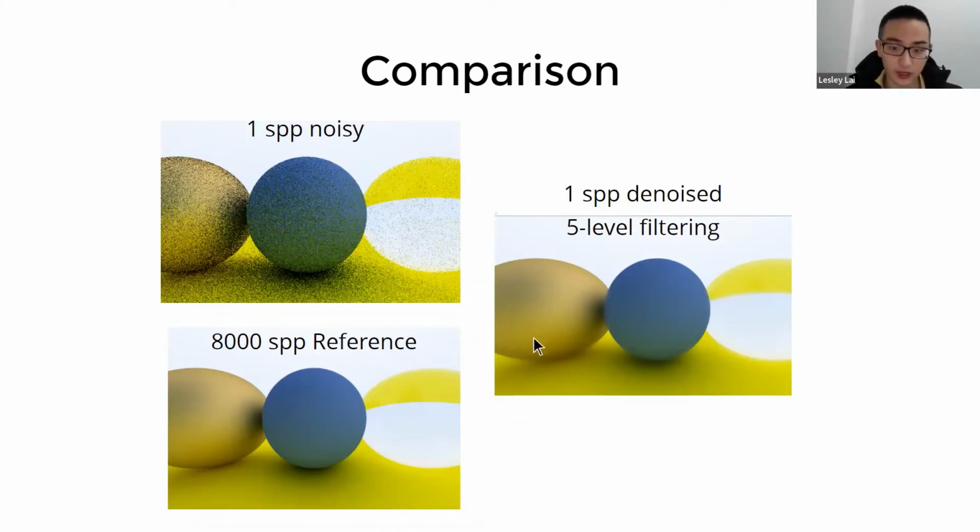But of course, if you look at it closely, you can see some fine details, especially ambient occlusion and the shadows, get blurred out because this algorithm doesn't understand those things.